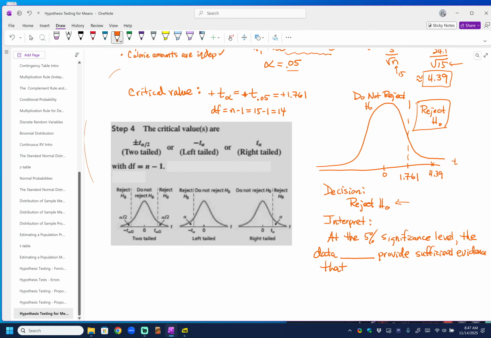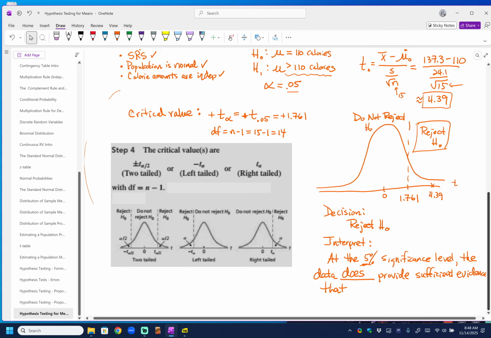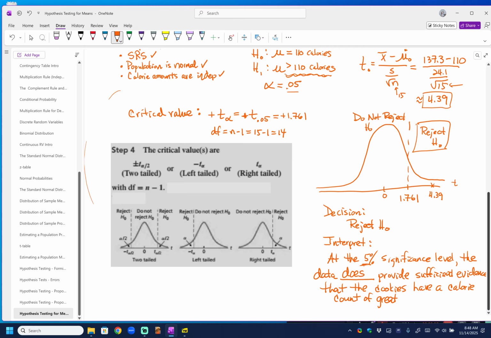Remember our interpret statement, same thing for t-tests. At the 5% significance level, the data does provide, because we rejected H naught, sufficient evidence that, and then we just have to reiterate that alternative hypothesis no matter what. So it looks like the cookies have a calorie count of greater than 110 calories. And that puts a bow on it.